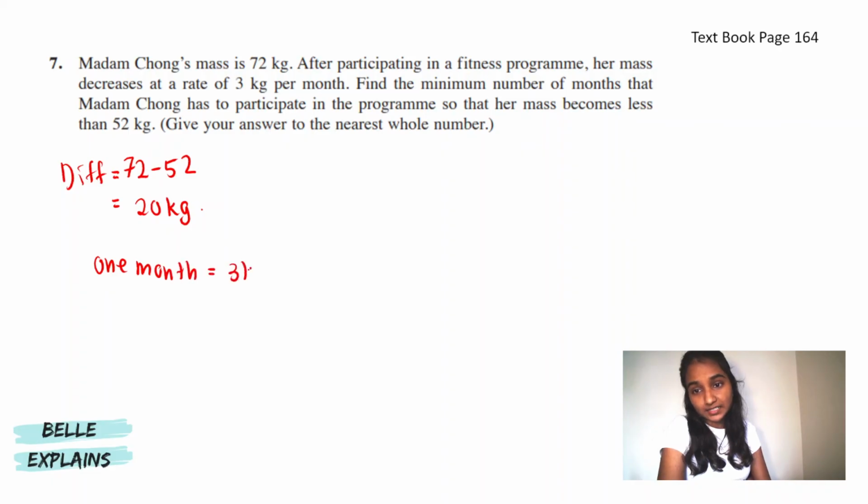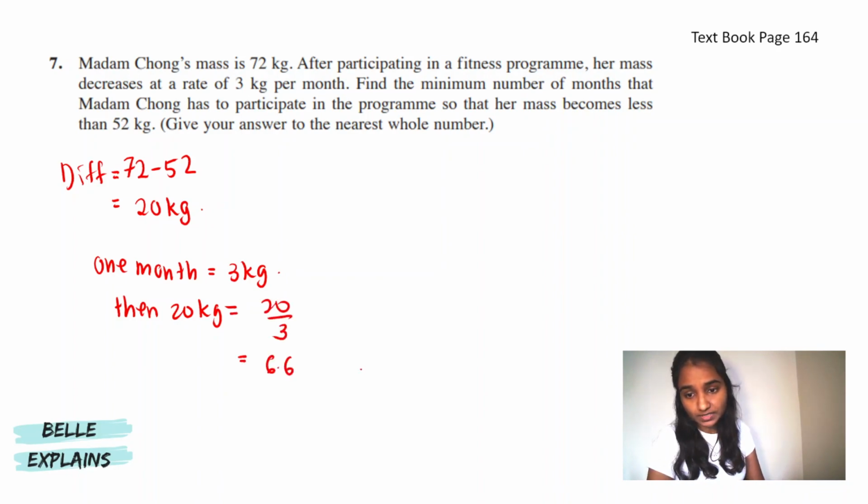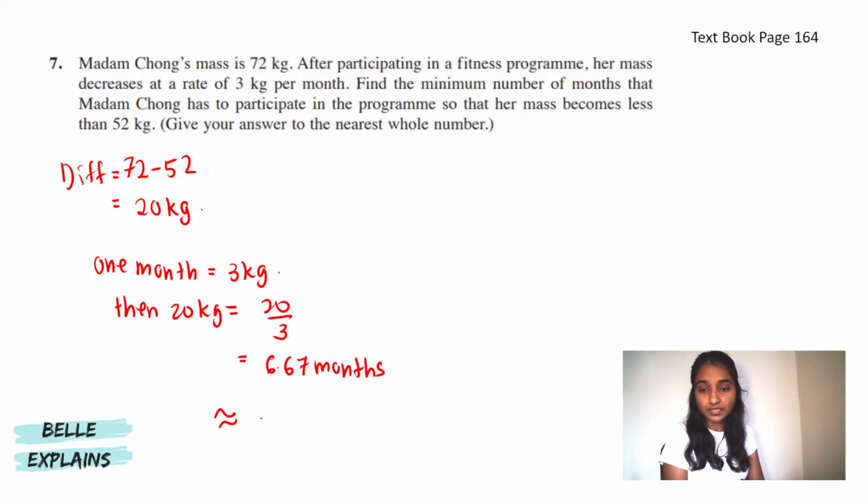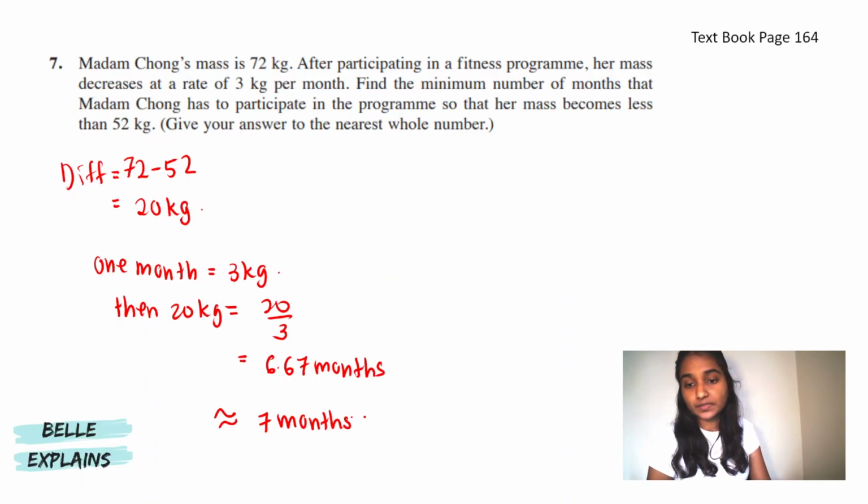Okay, so if she wants to lose 20 kgs, and in 1 month it's 3 kg, then 20 kg is 20 over 3. So this one is 6.67 months, which means that 6 months won't be enough. She has to be in it up until 7 months. So we're gonna say that she needs at least 7 months so that it goes lesser than 52 kg.